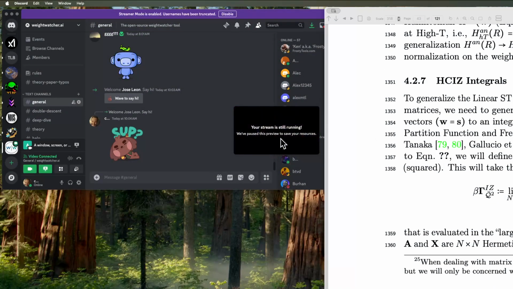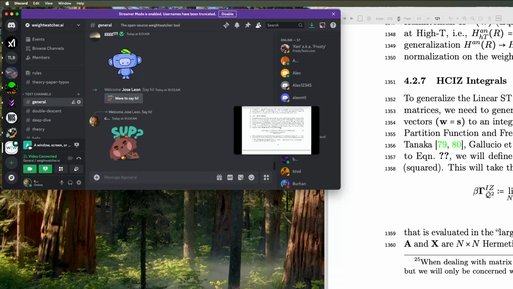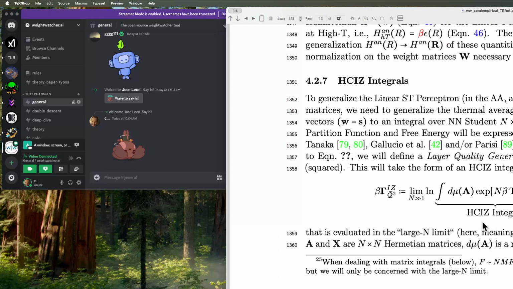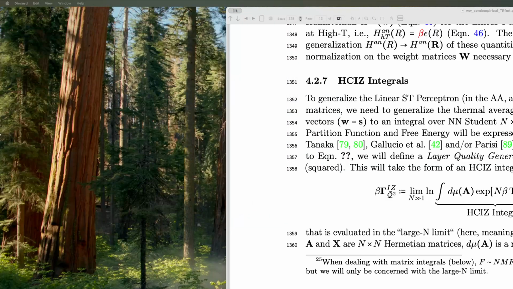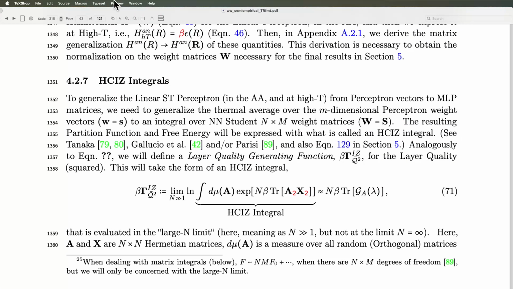So we're trying to get to this HCIZ integral. When we evaluate this object, we can prove certain properties of the convergence of the theory by understanding how to evaluate this integral. And the student-teacher model is a general model from statistical mechanics, which lets us evaluate the generalization error, or something like the precision of a model. That's why we're doing this.